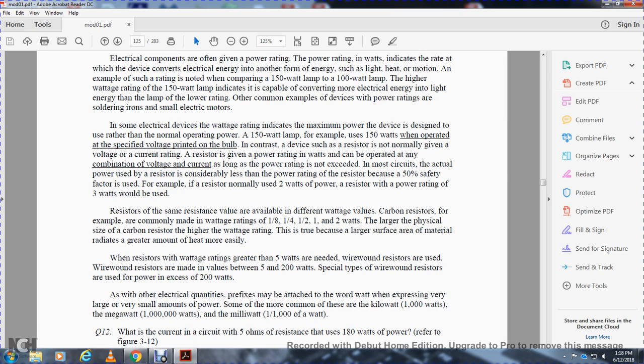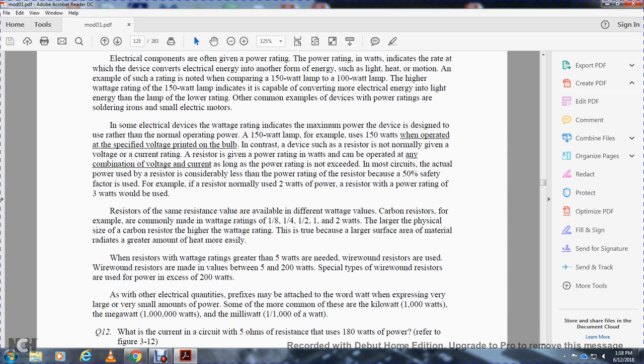For example, the 150 watts applies when operated at the specified voltage printed on the bulb. A resistor is not normally given a voltage or current rating. A resistor is given a power rating in watts, and it can be operated with any combination of voltage and current as long as the power rating is not exceeded. In most circuits, the power in a resistor is considerably less than its power rating, with a 50% safety factor used. For example, if a resistor normally dissipates 2 watts, a resistor with a 3 watt power rating will be used.